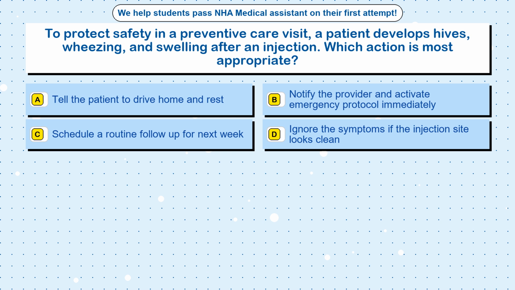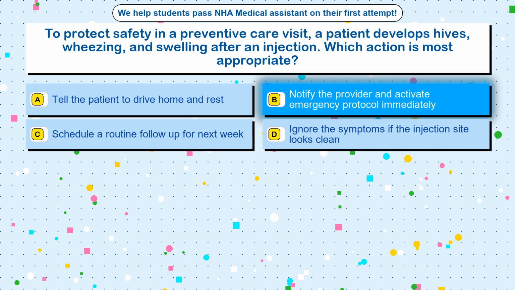Question 77. To protect safety in a preventive care visit, a patient develops hives, wheezing, and swelling after an injection. Which action is most appropriate? Option A. Tell the patient to drive home and rest. Option B. Notify the provider and activate emergency protocol immediately. Option C. Schedule a routine follow-up for next week. Option D. Ignore the symptoms if the injection site looks clean. The correct answer is option B.